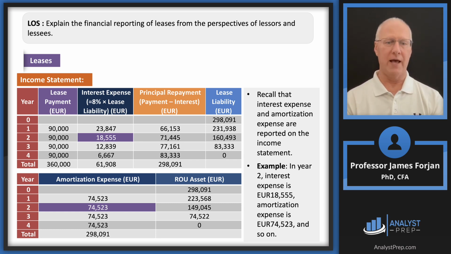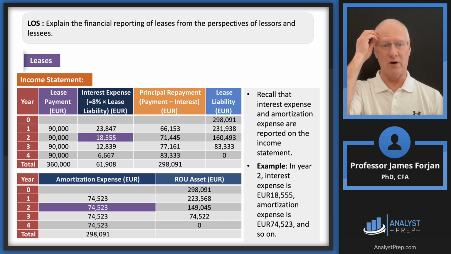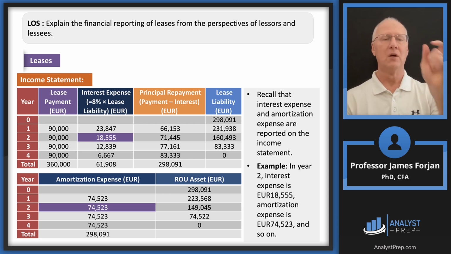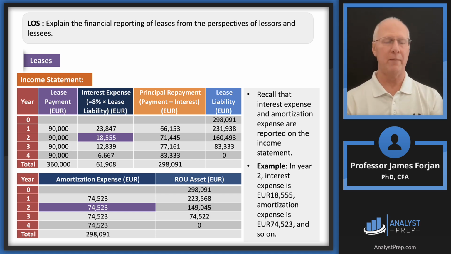All right, so let's go ahead and identify the interest expense and the amortization expense, and then how much are we going to report this asset down on the bottom right. All right, so let's go ahead and start up at the top right-hand column under that lease liability. So notice that's year zero. There's the $298,091 that we computed as the present value. So in the purple column, we've got our payments of $90,000 every year, and there's the total of $360,000.